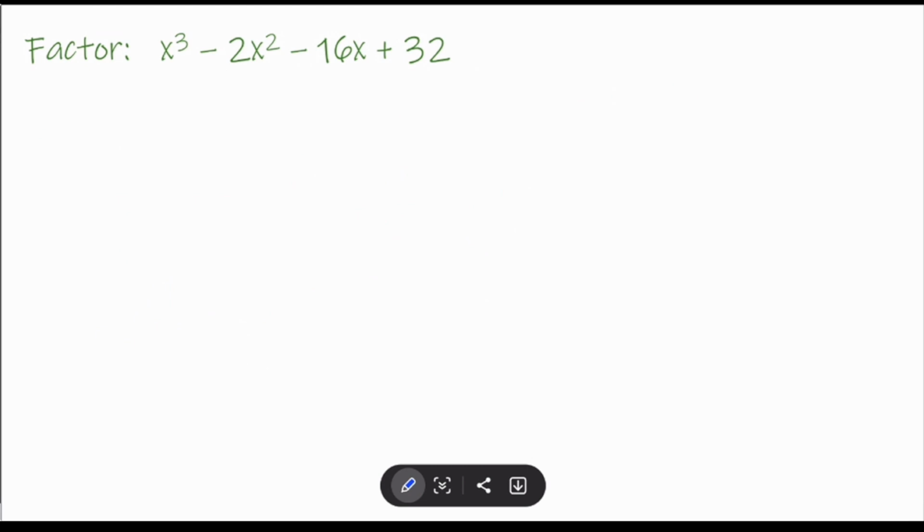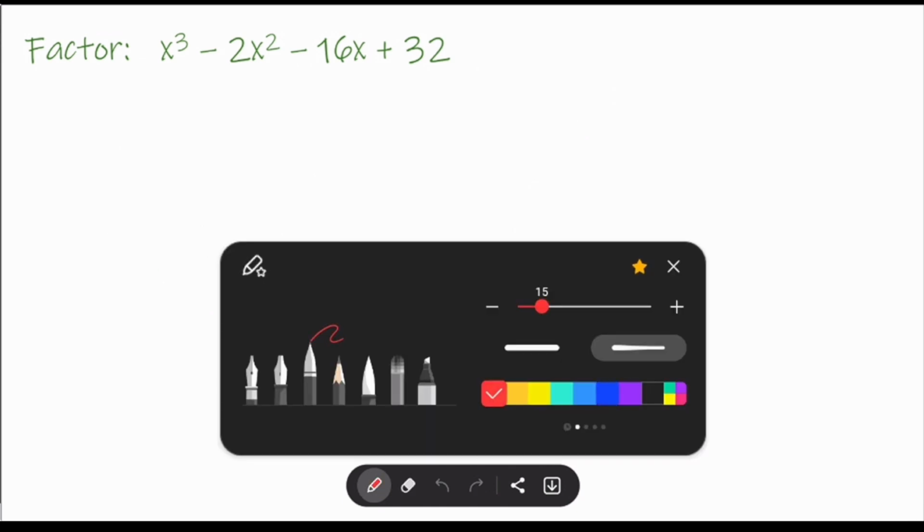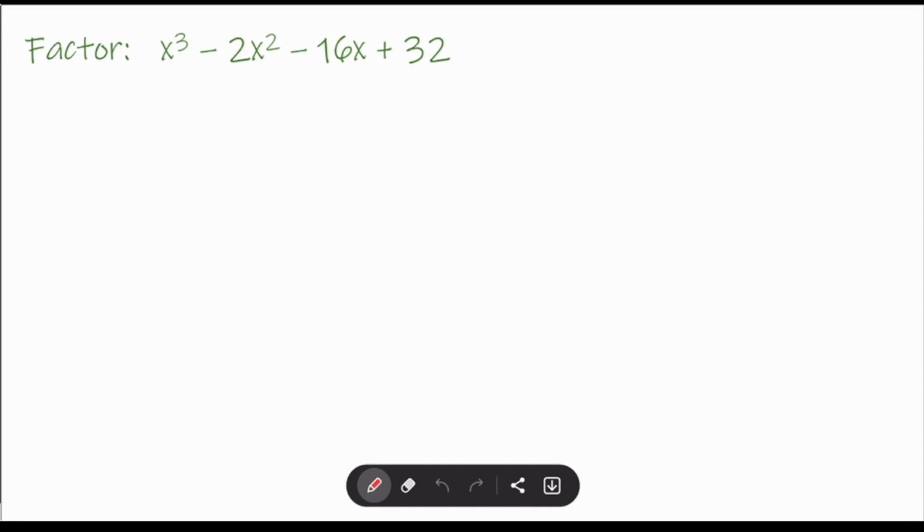Okay, so we're going to factor another problem. We have x cubed minus 2x squared minus 16x plus 32. So it is already arranged. Now we're going to use synthetic division. So let us use another color for that. So we have the box for the synthetic division, and then the numerical coefficients 1, -2, -16, and 32.